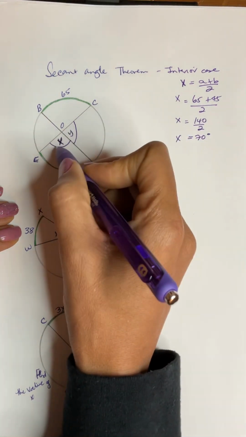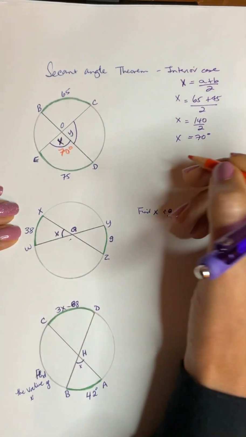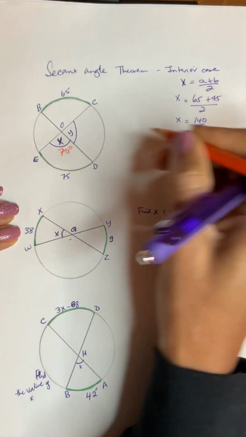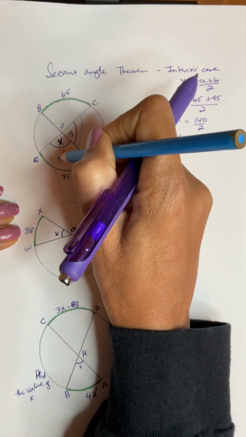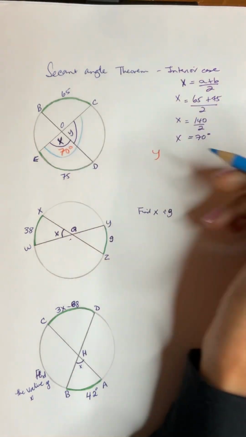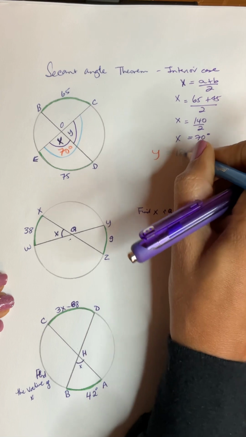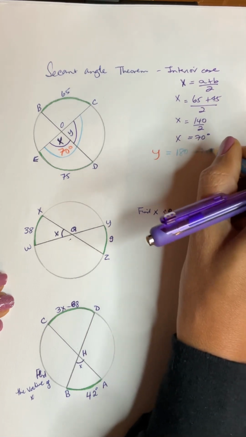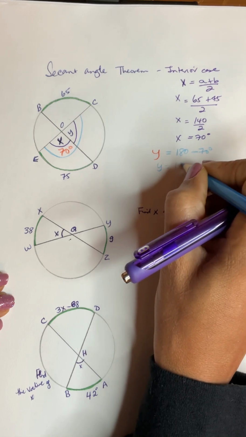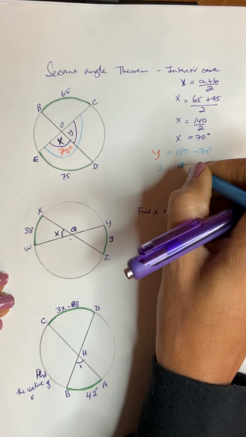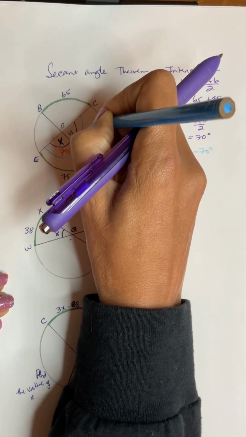So the measure of x here is 70 degrees. And if the measure of x is 70 degrees, then y, because this is an angle measure on a straight line, and angle measure on a straight line equals 180 degrees, it is going to be 180 degrees minus 70 degrees. So y is equal to 110 degrees. That's the value of y, 110 degrees.